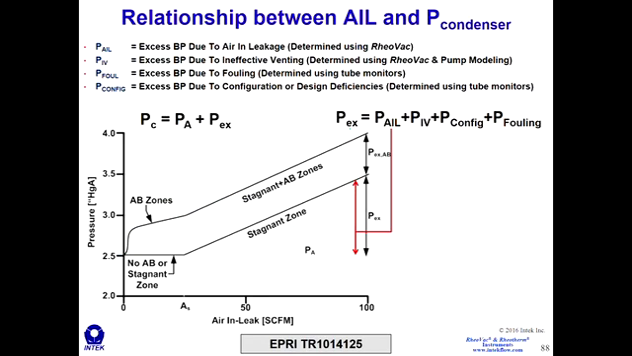So this equation over here is an equation that we use for more advanced studies where we want to calculate the excess back pressure due to different mechanisms. So the total excess back pressure is equal to the excess back pressure due to high air and leakage, plus the excess back pressure due to ineffective venting, which is right here, where this knee moves, plus the excess back pressure due to configuration of the design of the condenser, and then on top of that is the excess back pressure due to fouling.